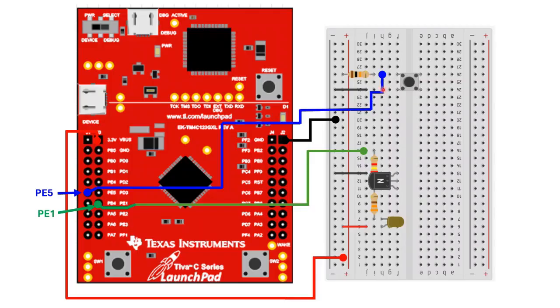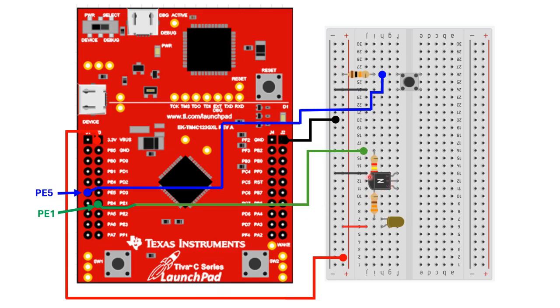Wiring diagram. So here's the wiring diagram following the schematics that we discussed earlier. This is the push button switch with the 10k ohm resistor. This point is connected to PE5 on the Tiva C series LaunchPad board.